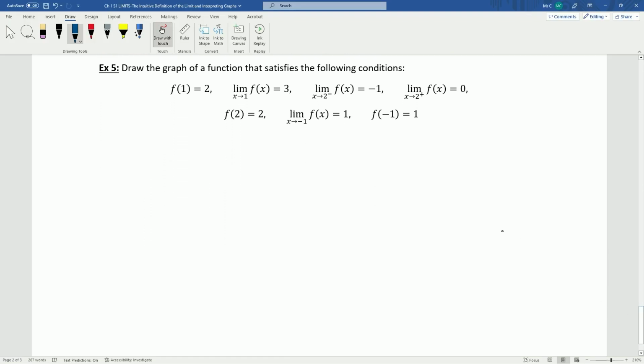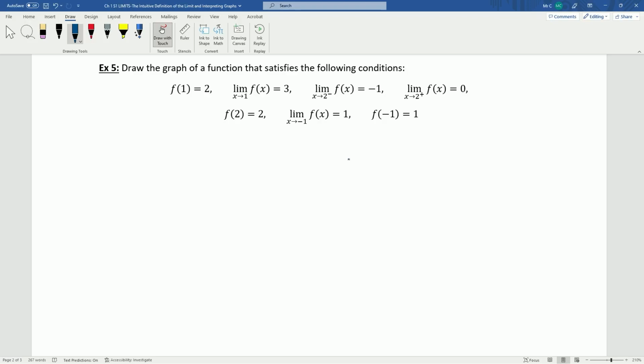Draw the graph of a function that satisfies the following conditions. F of 1 is 2, the limit as x approaches 1 of f of x equals 3. The limit as x approaches 2 from the left of f of x equals -1. The limit as x approaches 2 from the right of f of x equals 0. F of 2 equals 2. The limit as x approaches -1 of f of x equals 1. And f of -1 equals 1. Ooh, that's a lot of information.